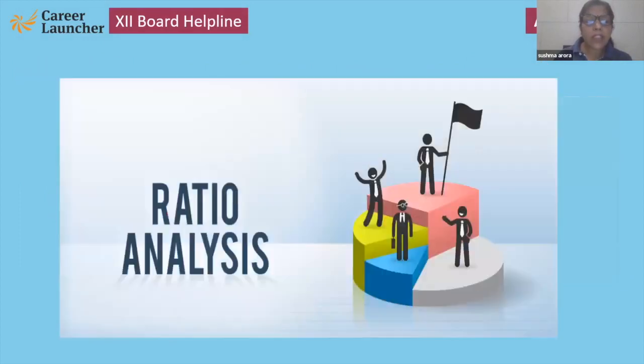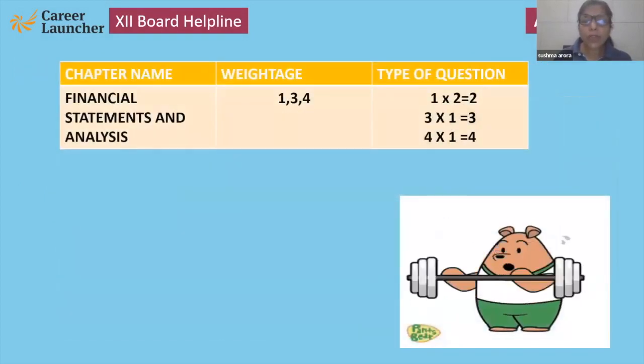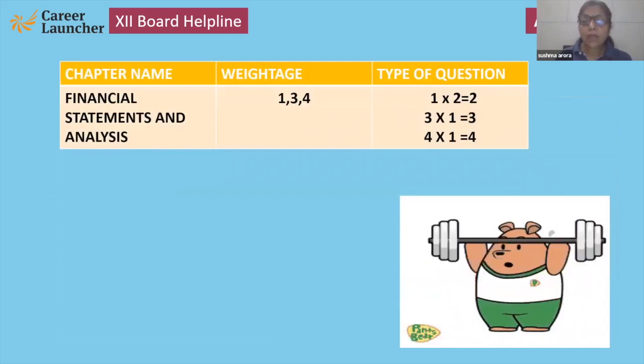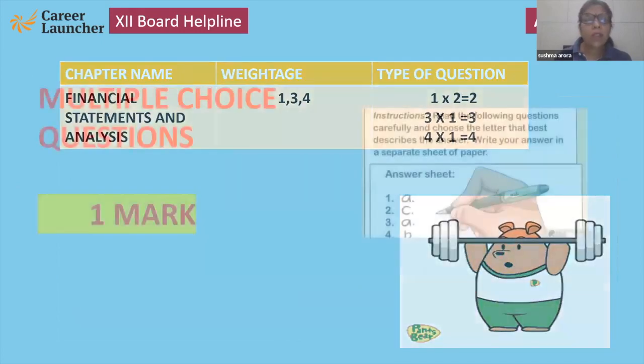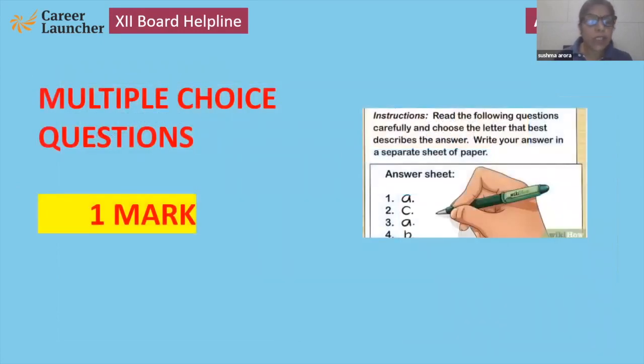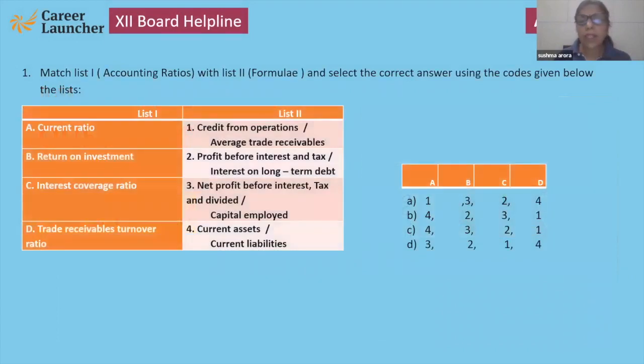Now, in this session, I want to tell you, you will get 3 questions, 1 marker, 3 marker, and 4 marker. Okay, and you will get 1 internal choice as well. Now please be ready to give your answers. See this one, match the list: accounting ratios in list 1 with the formulas in list 2. Select the correct answer using the codes.